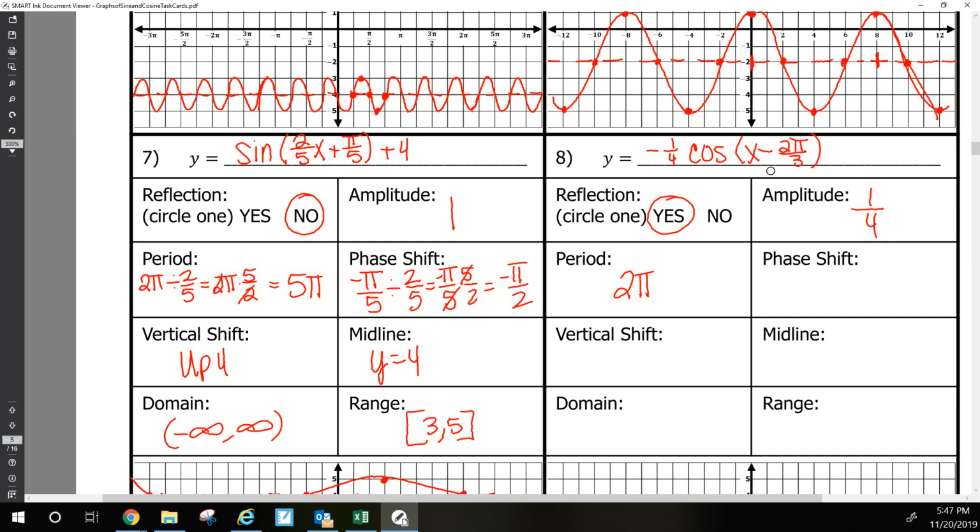So we're going to go not to the left 2/3, we're going to do the opposite, we're going to go right 2/3. This is 2/3 divided by the 1 there, so it's just 2/3. And that's nice because period changers and phase shifts in the same one make it kind of messy, right? All right, vertical shift, nothing happening back here, so no vertical shift, which means our midline is right there at y equals 0.